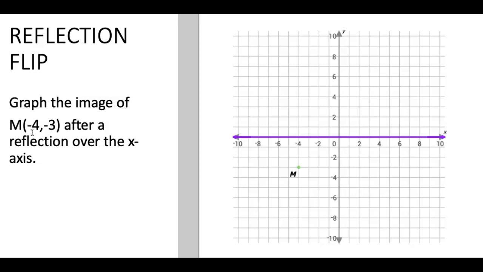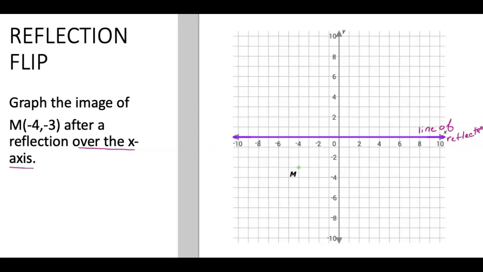Graph the image of our point M, which is (-4, -3), which we see is right here already on our graph. And it says reflect over the x-axis. Now that's important. Over the x-axis. We have to know where our line of reflection is. Let's go ahead and label that. This is our line of reflection. So what happens on one side needs to be mirrored to the other.